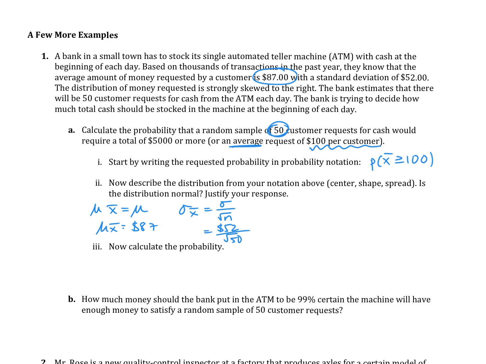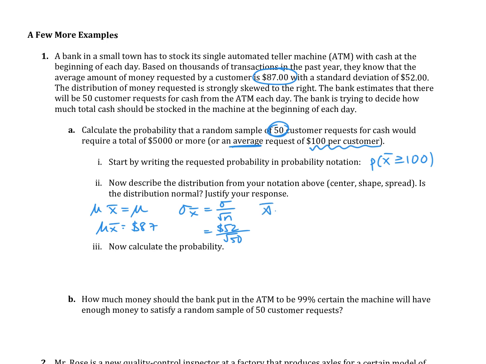Then talking about shape. Is the distribution of X bar normal? Last question we were told the population is normal, which means the sampling distribution has to be normal. In this case, though, the population is skewed to the right. Danny? Sample size is above 30.